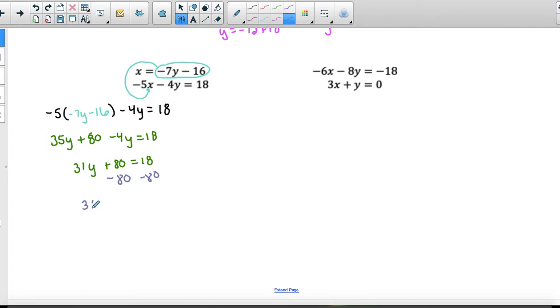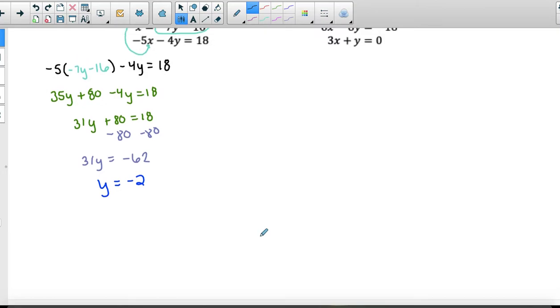We have 31y equals 18 minus 80, which is -62. Divide by 31, we get y equals -2. Now that we have y equals -2, I can substitute this value back into one of the original equations. Since I have y, I need to find x. If I look at my first one, x is by itself already, so I'm going to plug it into that first one.